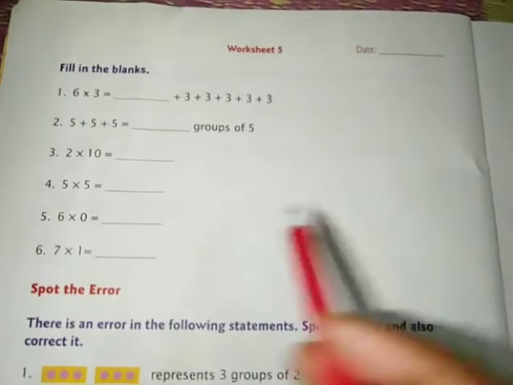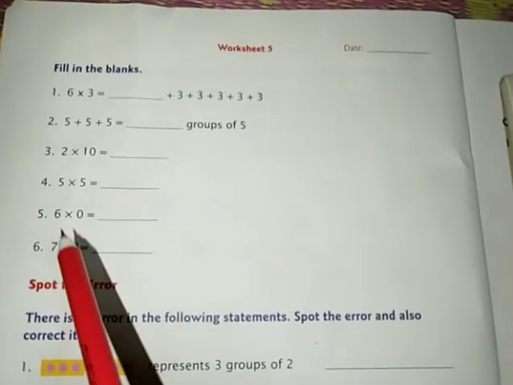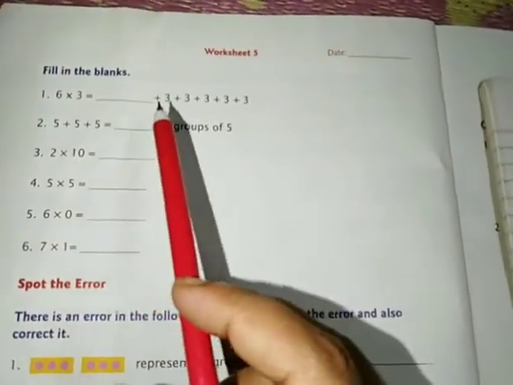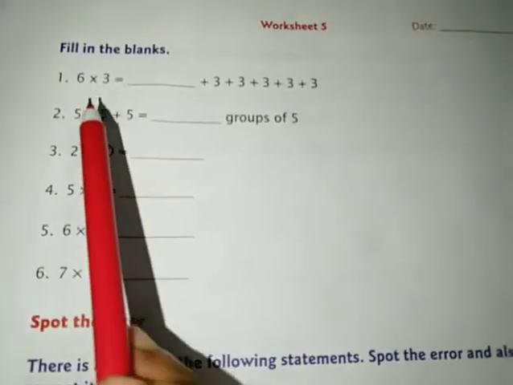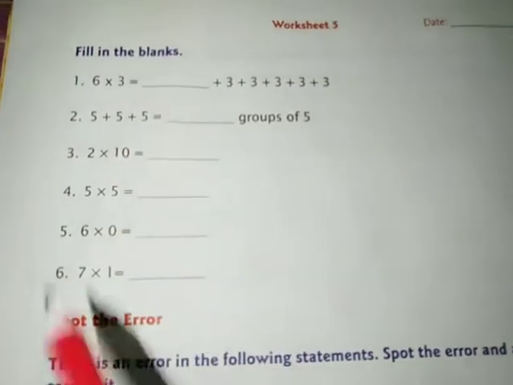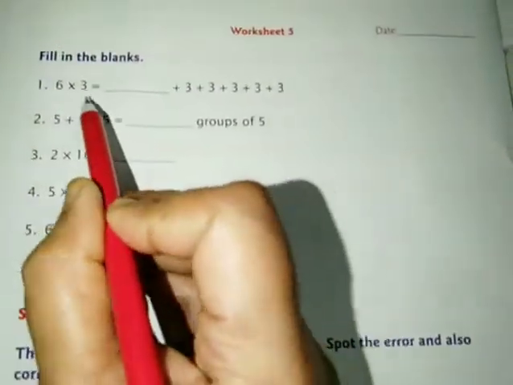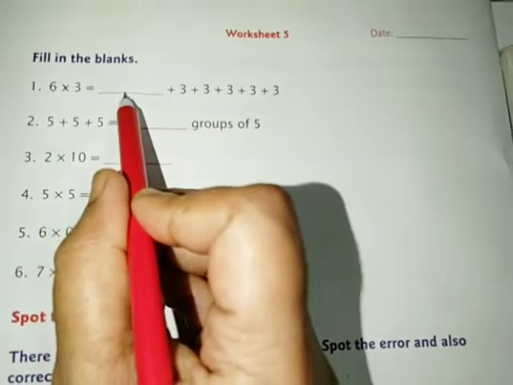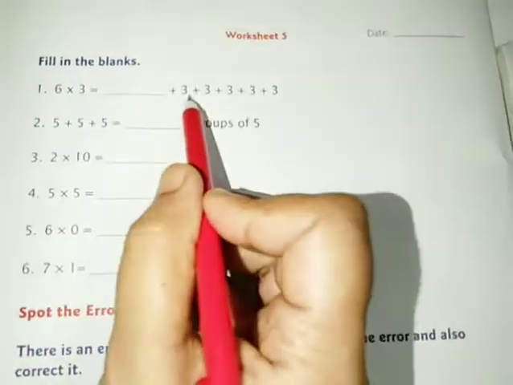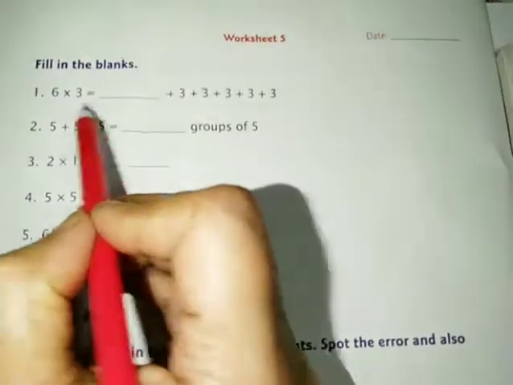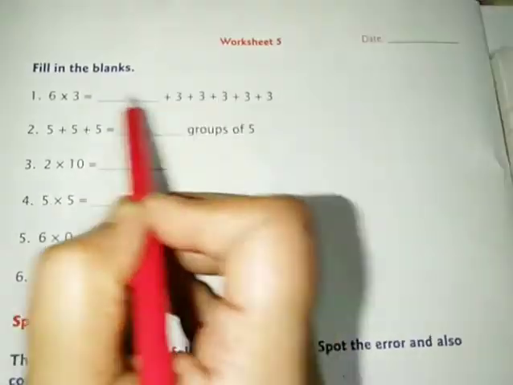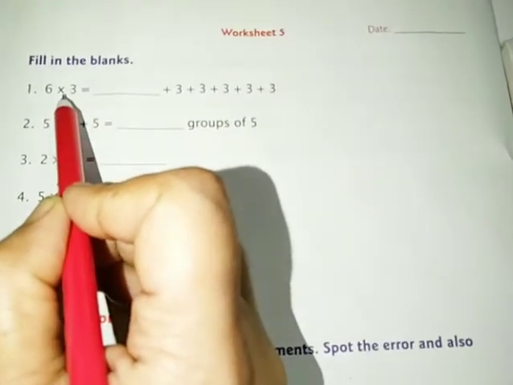Coming to worksheet 5, some fill in the blanks are given. The first one I will explain. You can see here it is written 6 into 3. So 6 into 3 is 18, and we need not think about that. We have nothing to do with how much is 6 into 3. It is given here that 6 into 3 is equal to dash. A repeated addition statement is given. So you remember how to create the multiplication fact of a repeated addition statement.